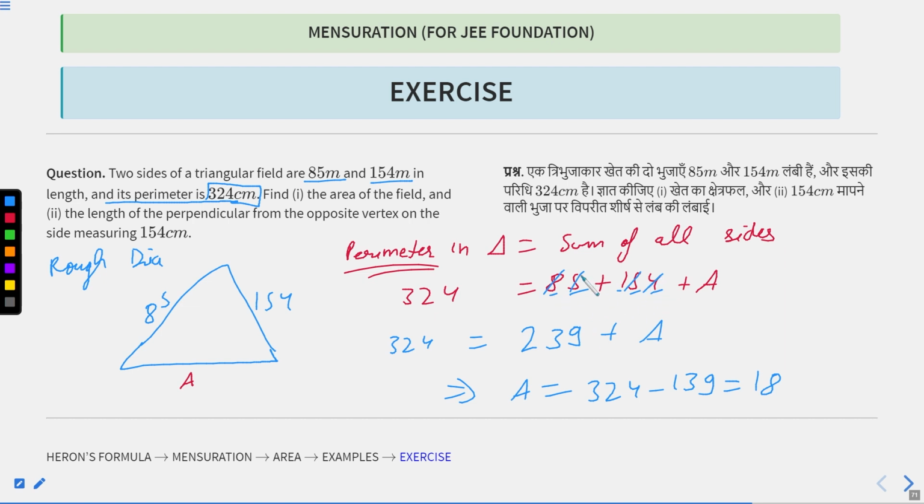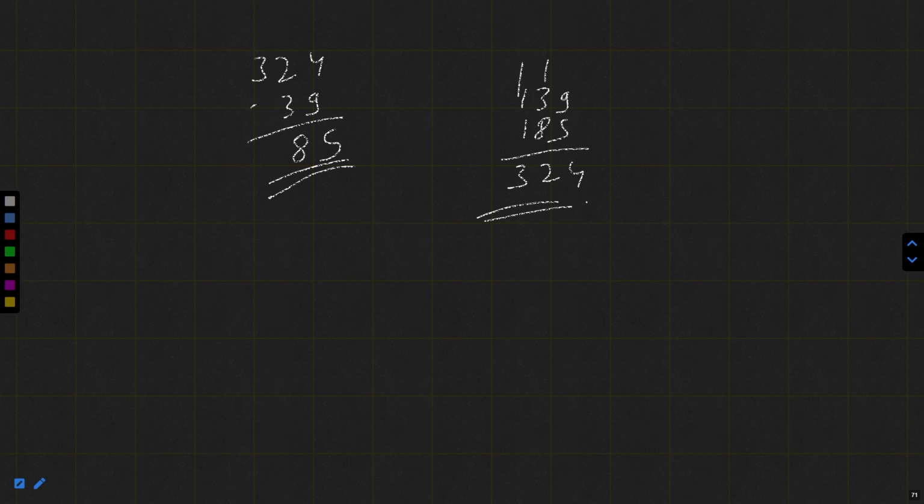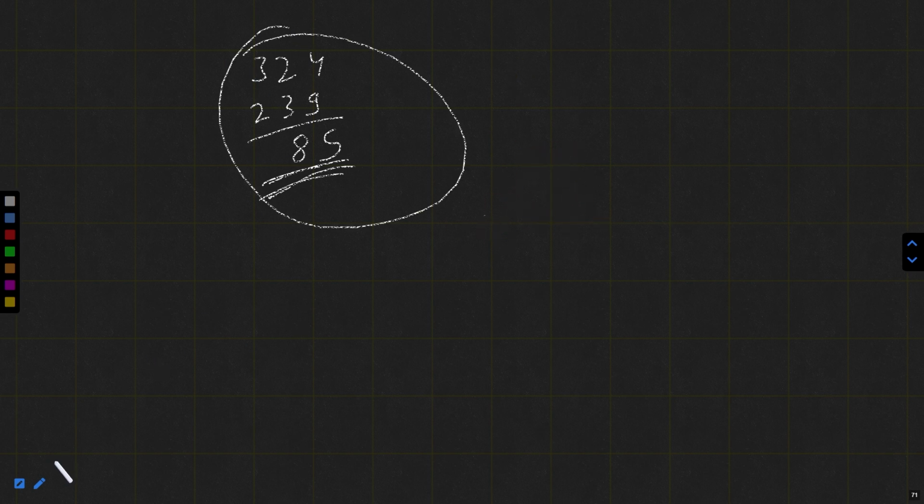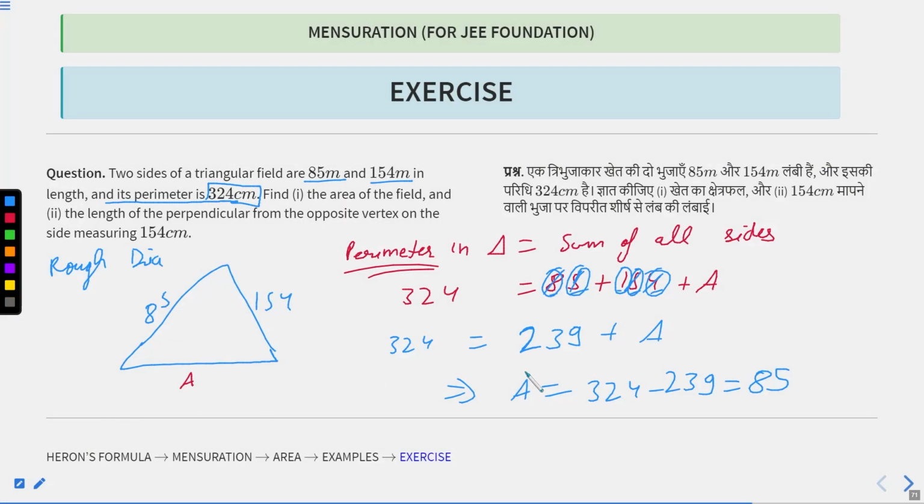Here, this and this will become 9, this and this will become 13, and 1 is already here. So applying the carry, it is 2. Yes, so 2, and then this will be my 85. Let me correct here. So this is my 239. Now it is 85. Sorry for the error. Okay, I hope now this is clear. 324 minus 239 is equal to 85.